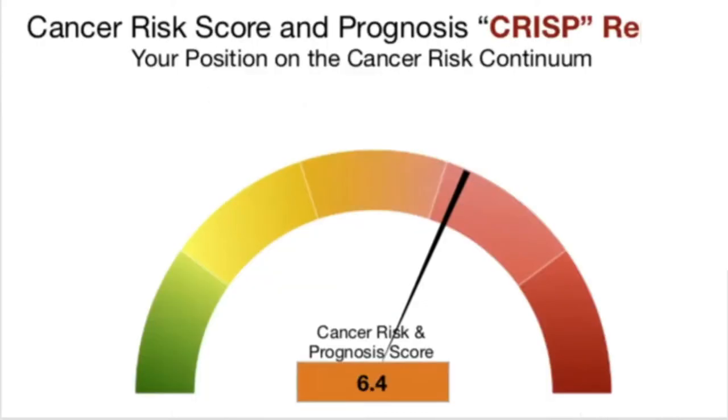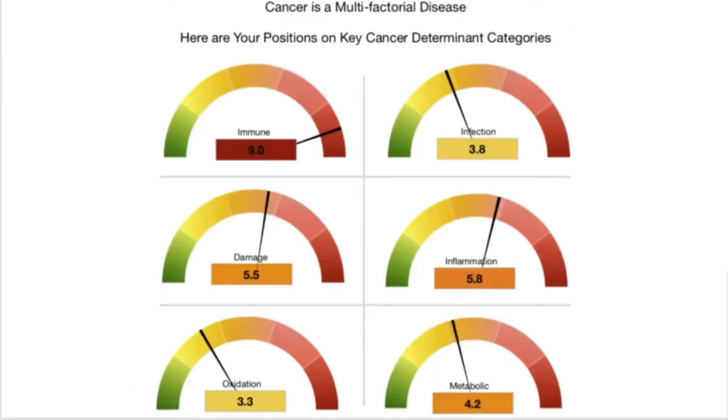And what we've launched in the cancer space is very similar to our CDT. We call it, well, we're changing the name. The name of the company is Above Cancer, but it's your cancer risk score, and also your cancer prognosis score. And it's also your cancer recidivism score. So we position you on the cancer risk continuum. But what we've done is we've broken down cancer into six very, I think, manageable or understandable categories.